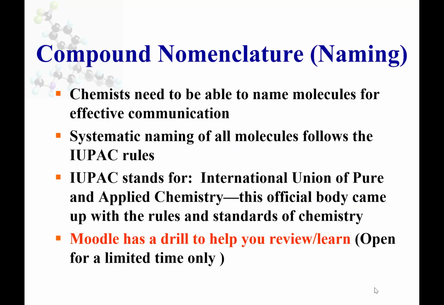The need to name compounds has come about because chemists need to be able to name molecules so that they can have effective discussions about chemistry, especially back in the days when it wasn't so easy to look at the structures if you were in different places. And so the IUPAC developed a set of rules for doing this. IUPAC stands for the International Union of Pure and Applied Chemistry. This is the official body who developed the rules and also other standards related to chemistry.